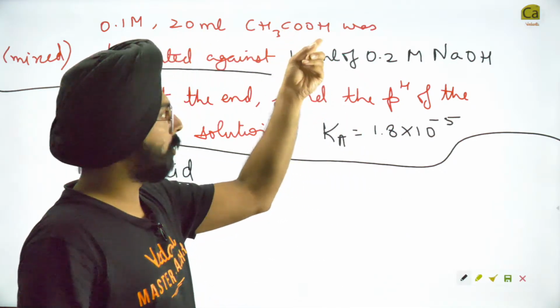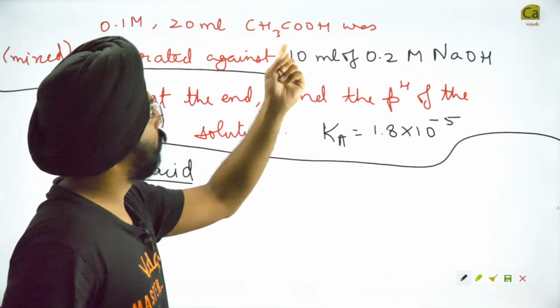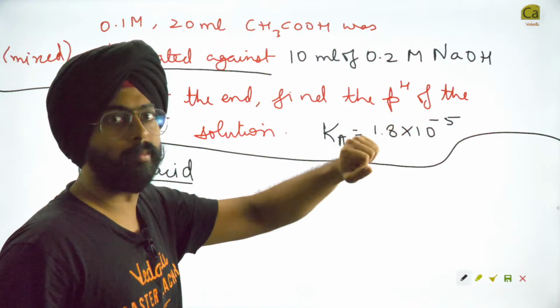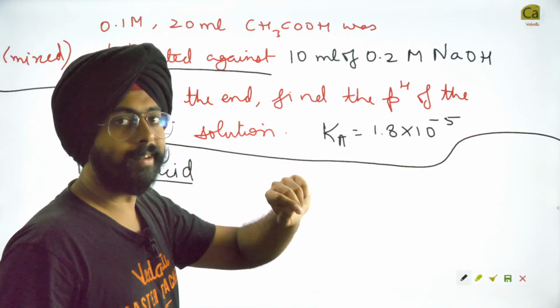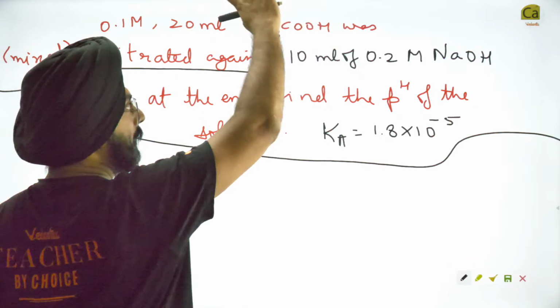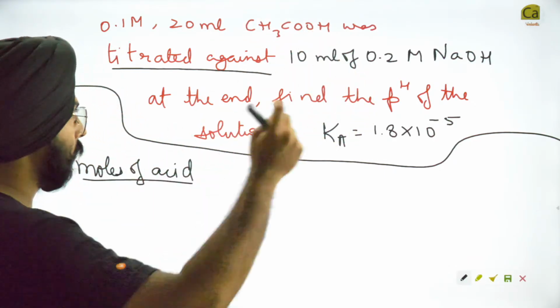If this was H2SO4, then life will be different. If this was H3PO4, then life will be even more complicated. Too complicated, in fact. Okay? So here this is just CH3COOH. It's going to give you just 1 H positive.